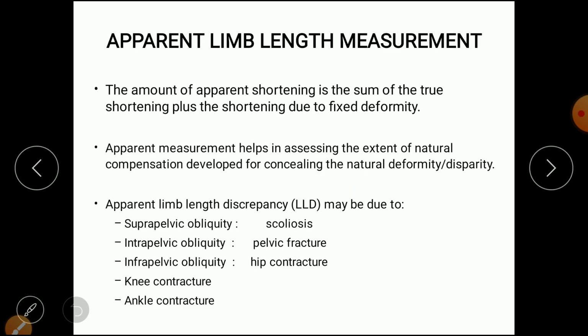Now we go for the apparent limb length measurement. Apparent means we can say it is due to some postural abnormality or some other deformity like scoliosis, hip contracture, knee contracture, okay, ankle contracture. So these are the certain causes which lead to the apparent limb length discrepancy.